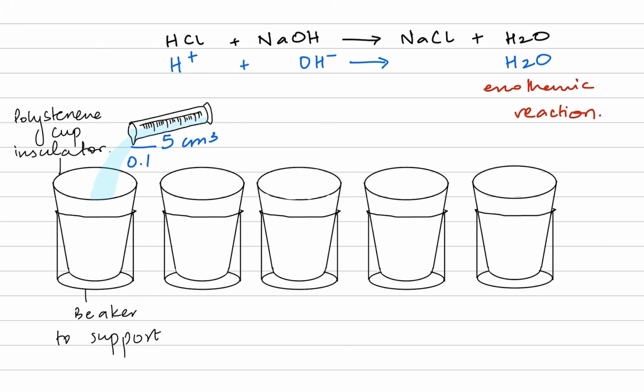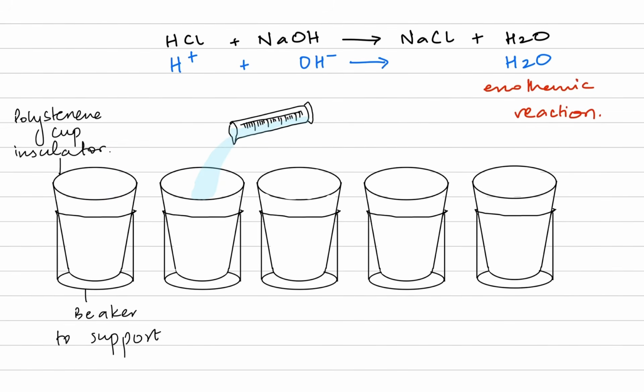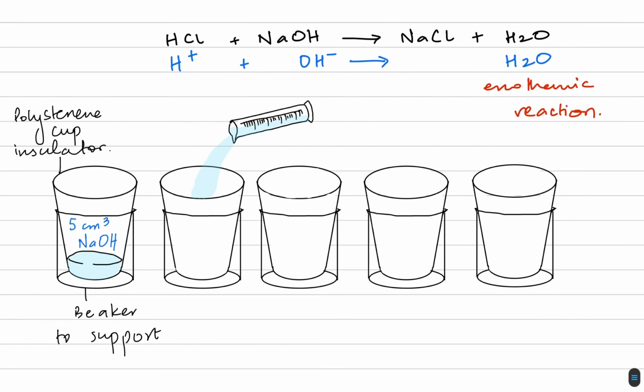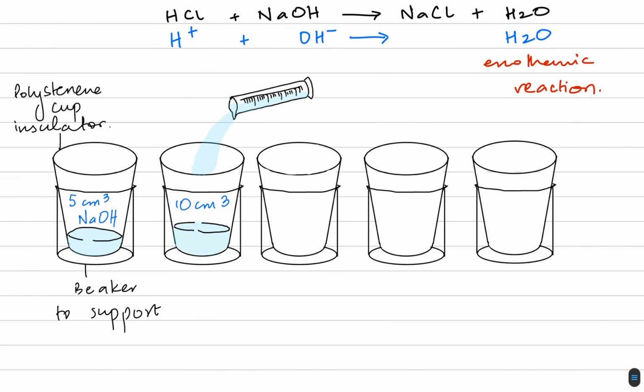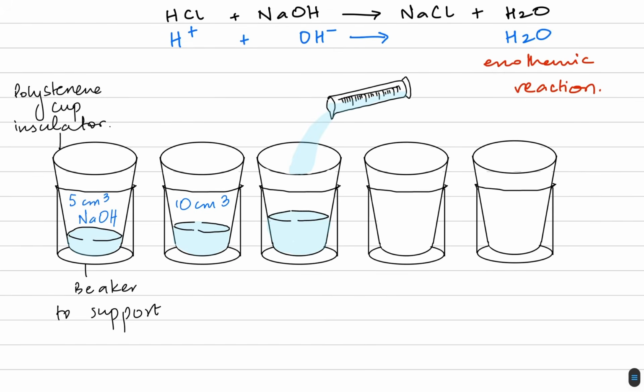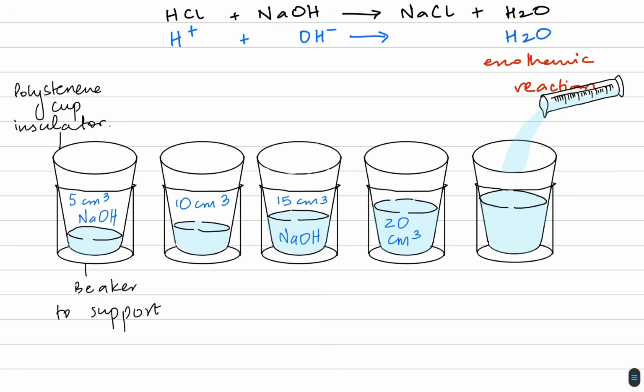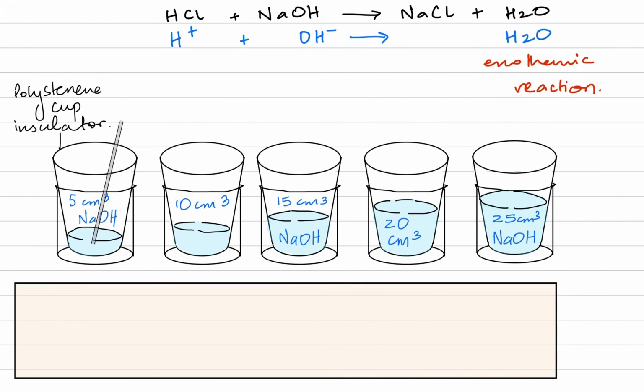Imagine in the first polystyrene cup I am adding 5 cm³ of 0.100 mol/dm³ sodium hydroxide. In the second cup, I am adding more sodium hydroxide, let's say 10 cm³. In the third container, I am having 15 cm³ of alkali. In the fourth container, I have the same concentration, but this time it's 20 cm³ of the alkali. And let's say in the fifth container, I have 25 cm³ of the alkali.